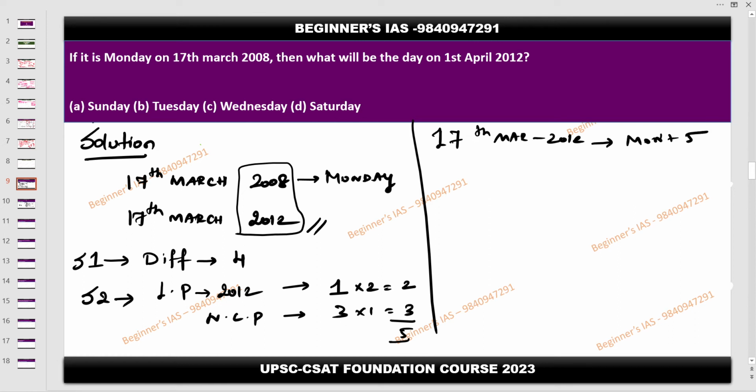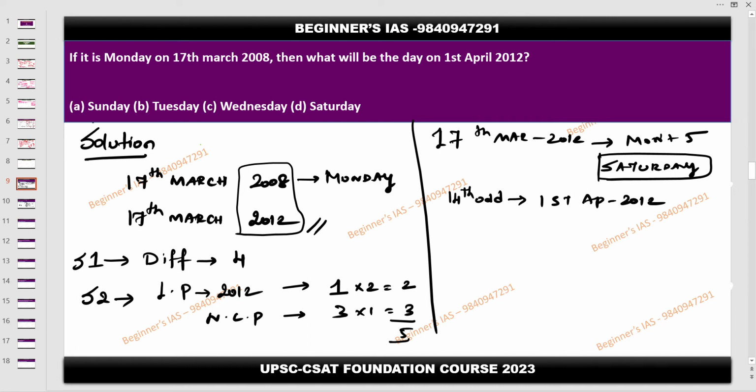So Monday plus 5 is going to be Saturday, isn't it? Monday plus 5, 17th. We need another 14 days in order to get 1st April 2012, yes or no? Yes, sir, 17 plus 14. Why am I taking 14? Because 31 is there, the remaining days.